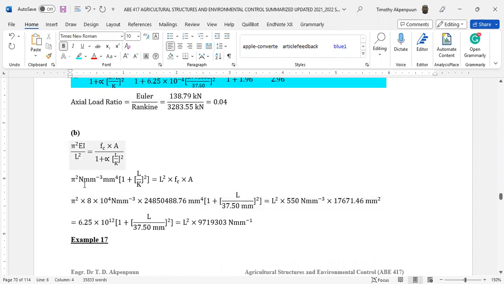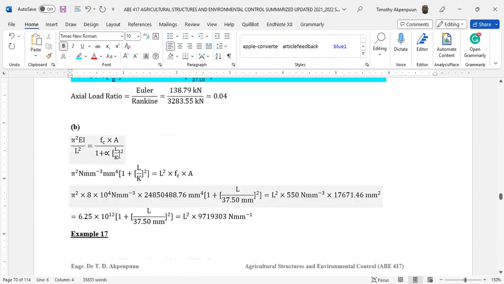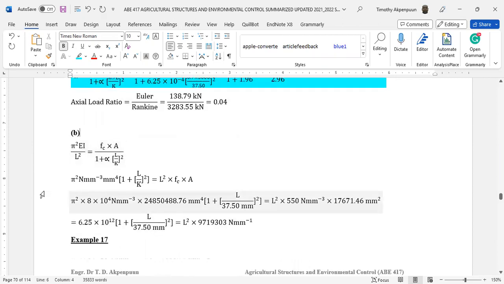So the B part. At what point will you have L the same? So let's look at this. Let's see what we can do here. Are we following? Yes, sir.